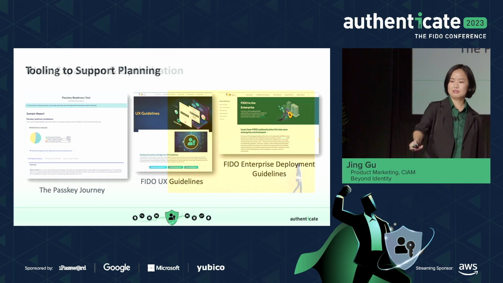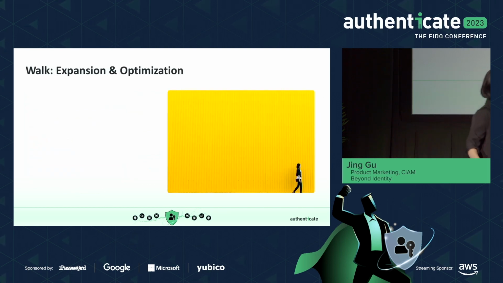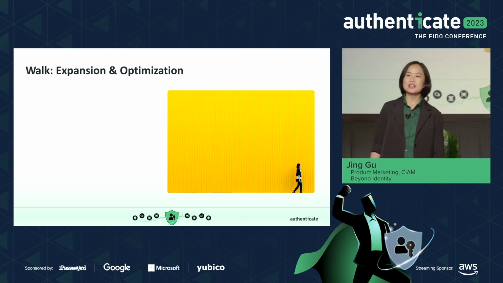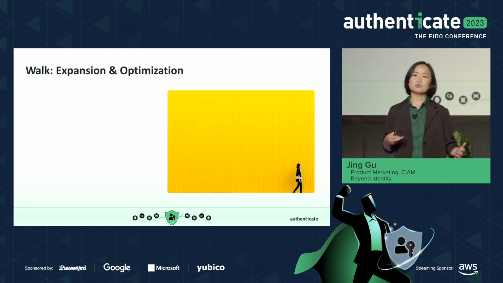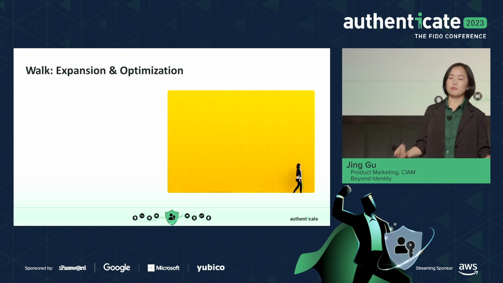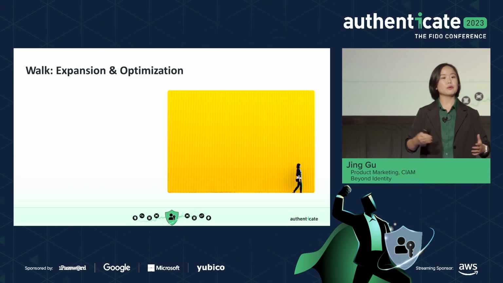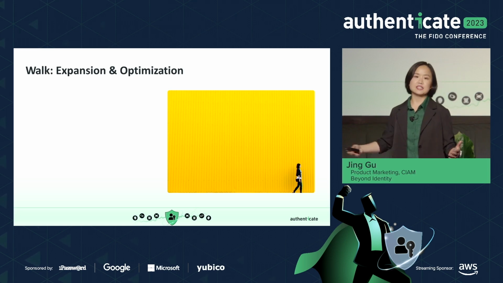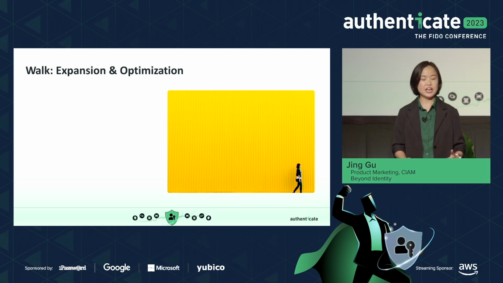All right. OK, now, congratulations, you're a toddler. We're walking now. So the walk stage is really about expansion and optimization. If you remember, in the crawl stage, you prioritize your inventory and your assets and the user groups that you want to protect.